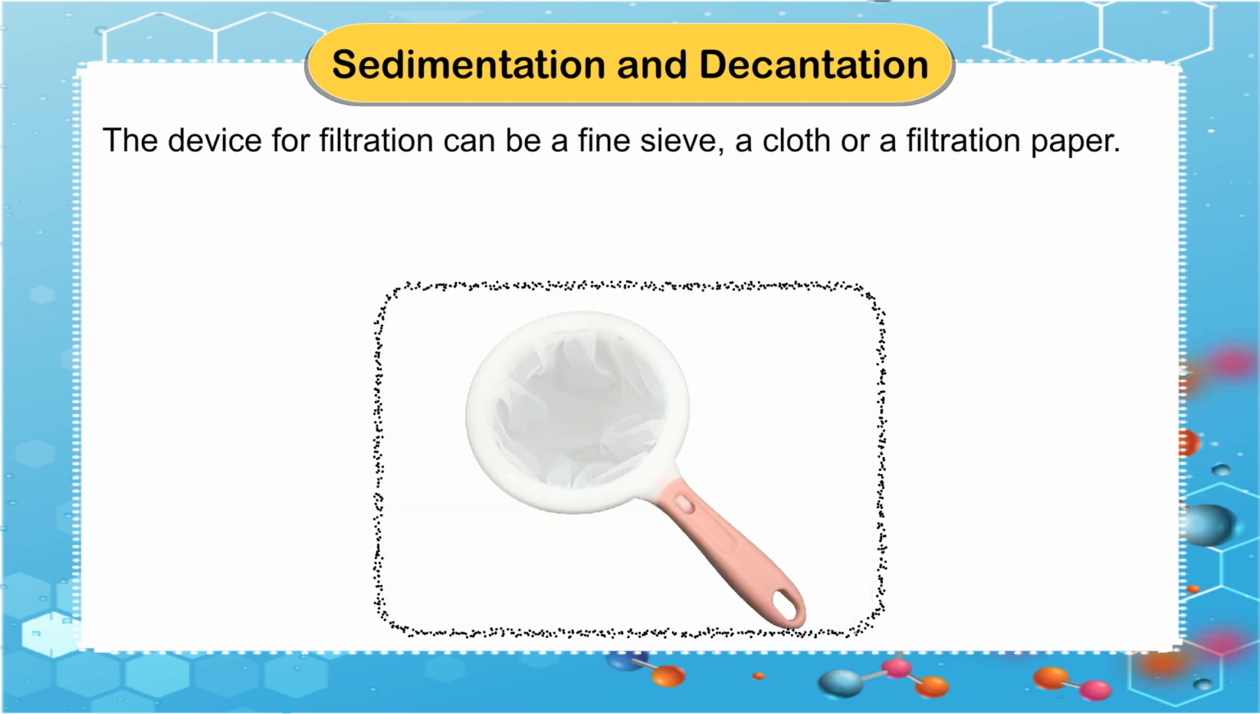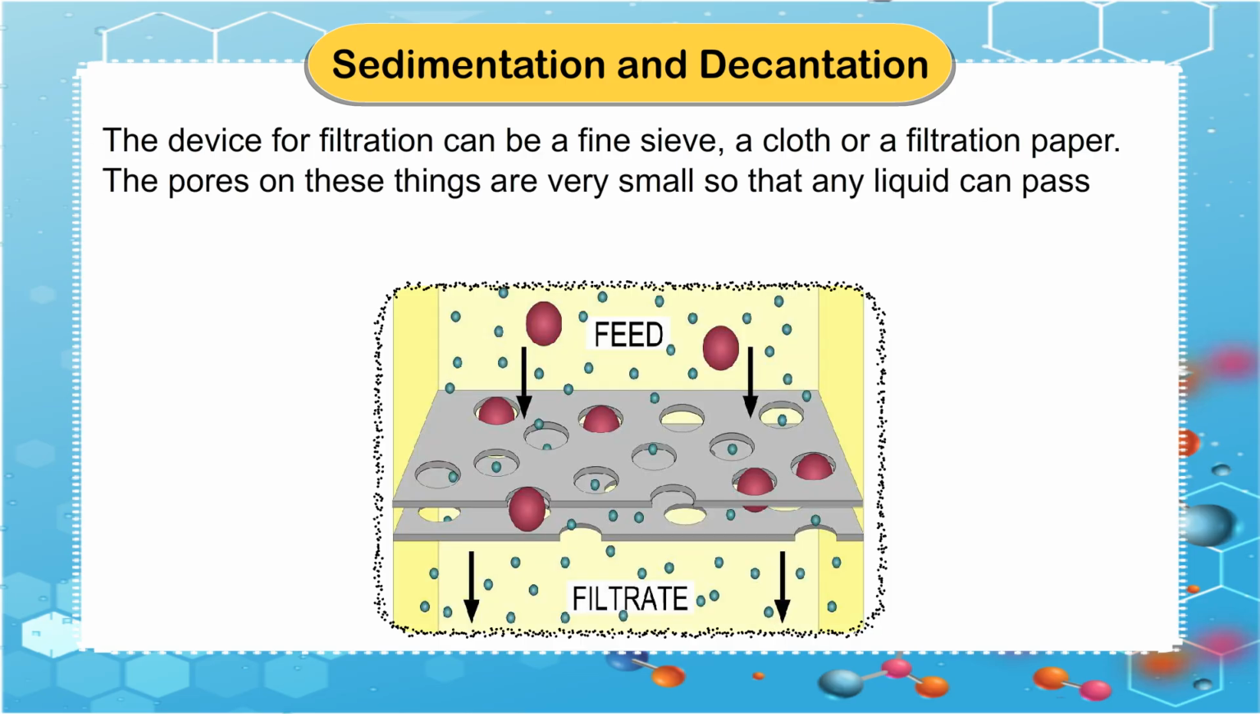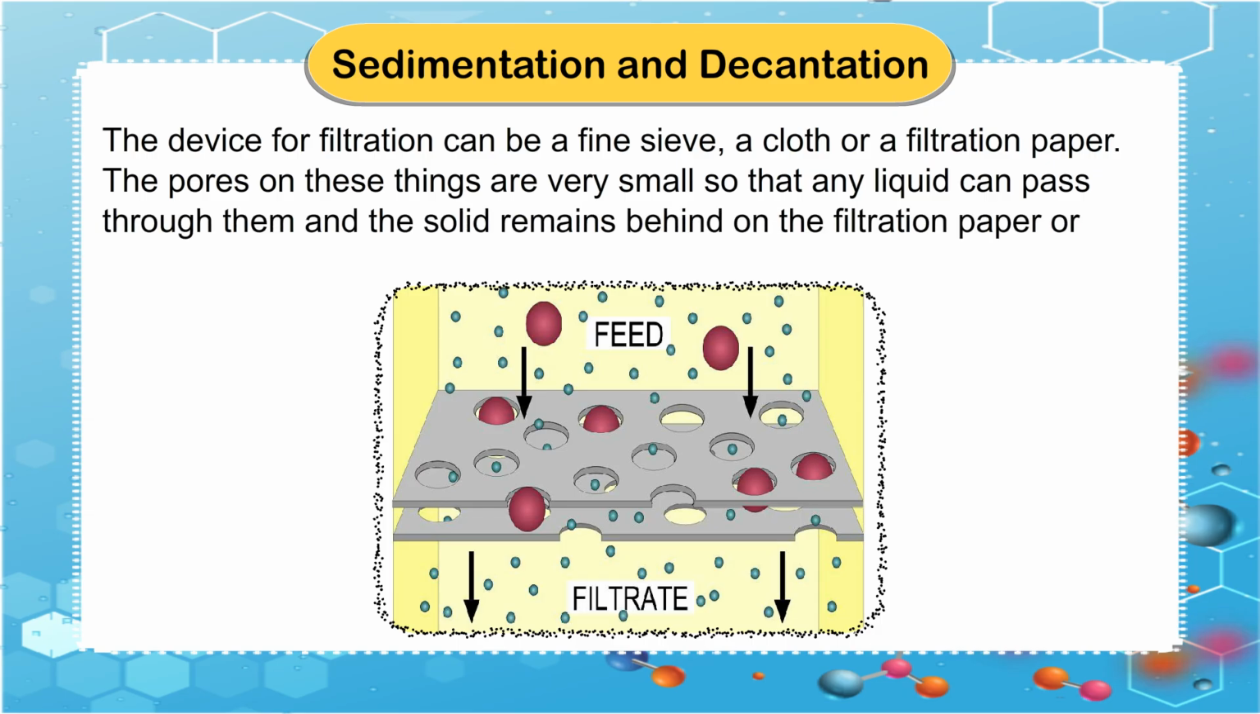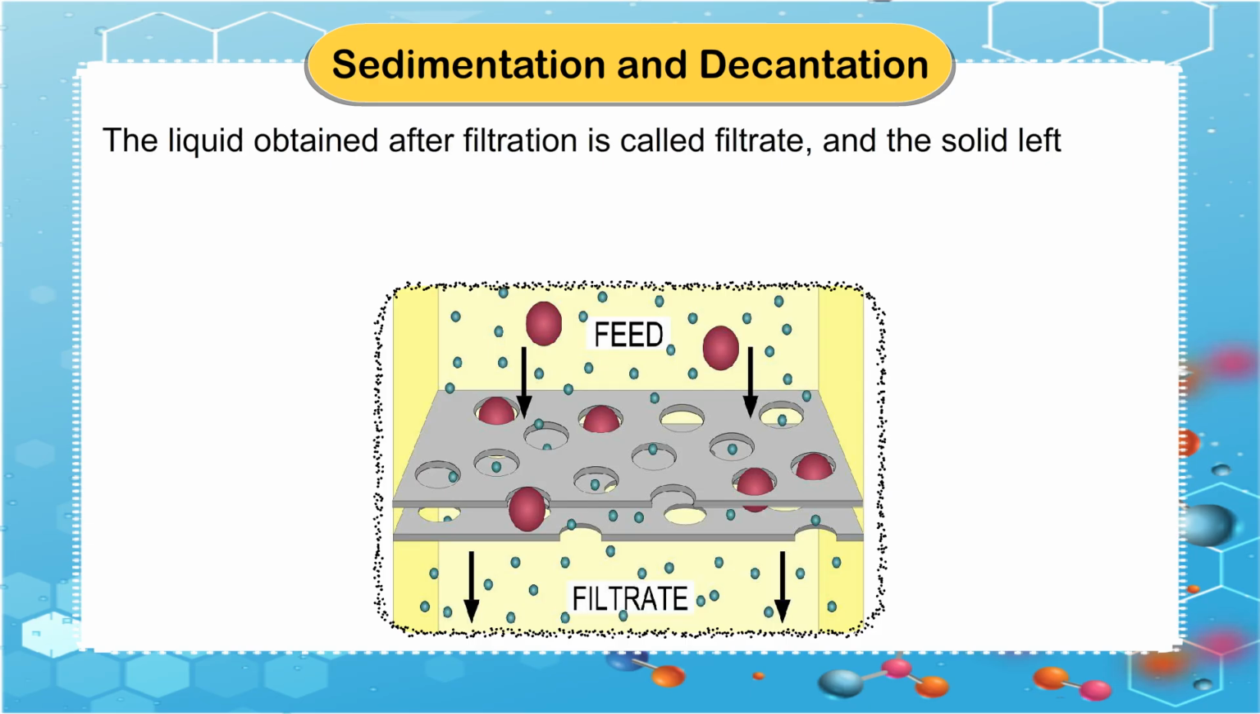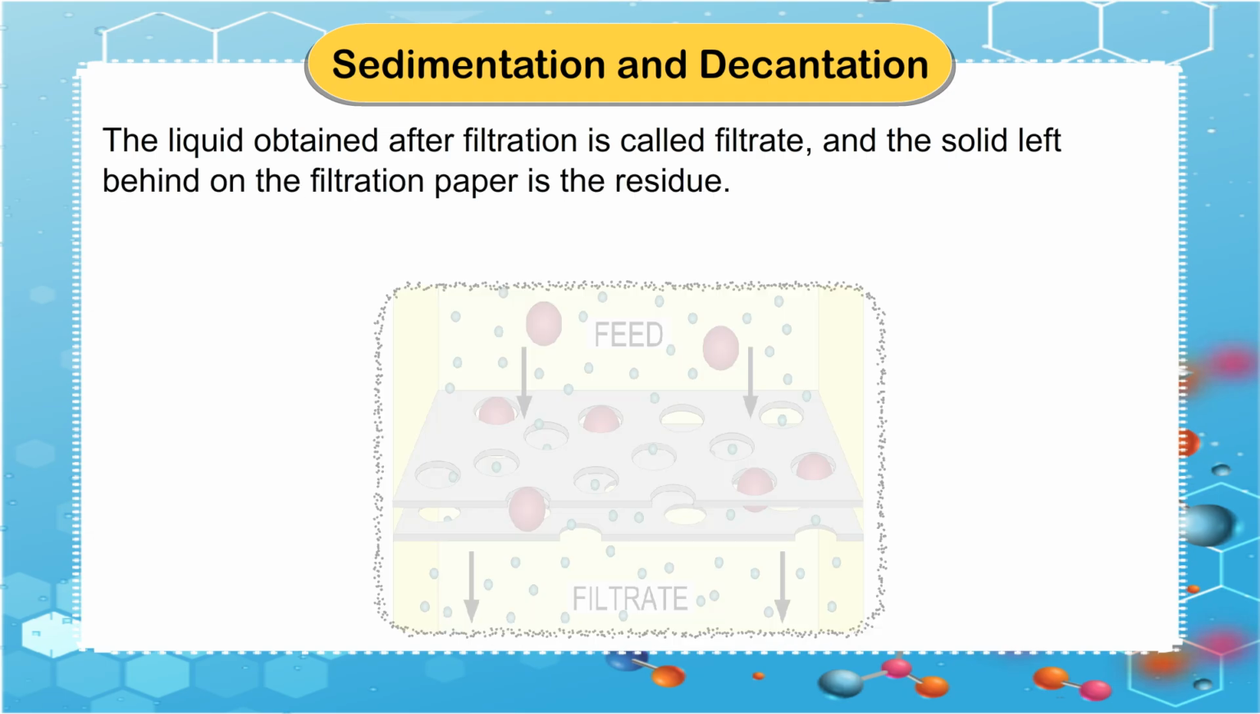The device for filtration can be a fine sieve, a cloth or a filtration paper. The pores on these things are very small so that any liquid can pass through them and the solid remains behind on the filtration paper or cloth. The liquid obtained after filtration is called filtrate, and the solid left behind on the filtration paper is the residue.